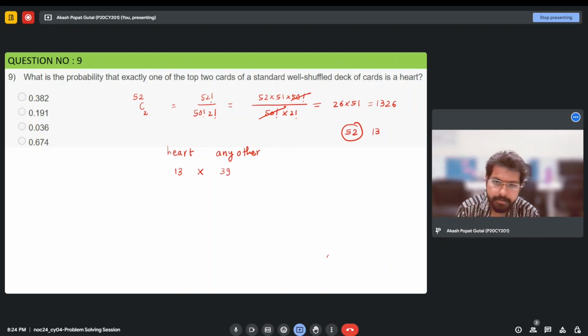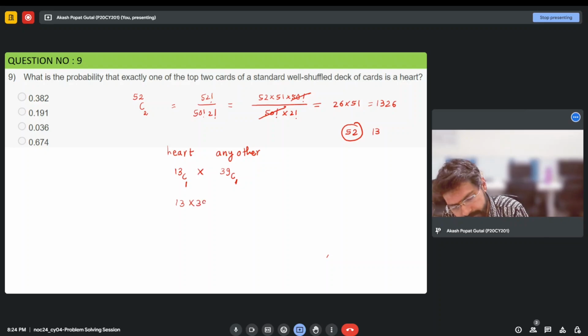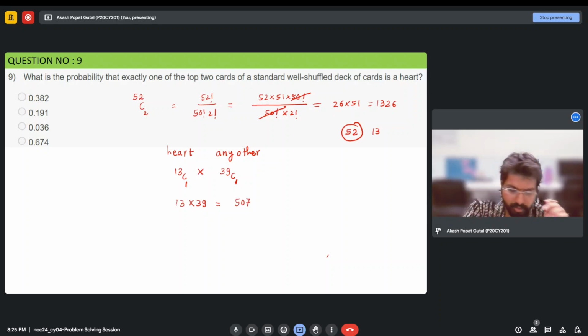So the total number of combinations is 13C1 times 39C1. That will give you 13 times 39, and that number is 507. So 507 combinations can occur, where of the two cards from the 52 cards, one of the cards is a heart.